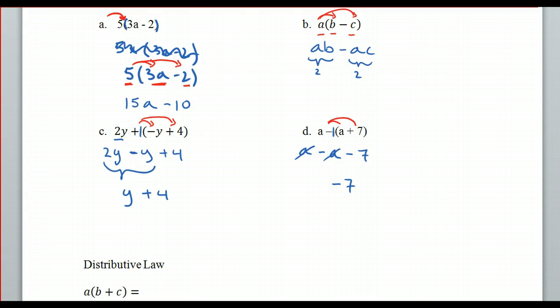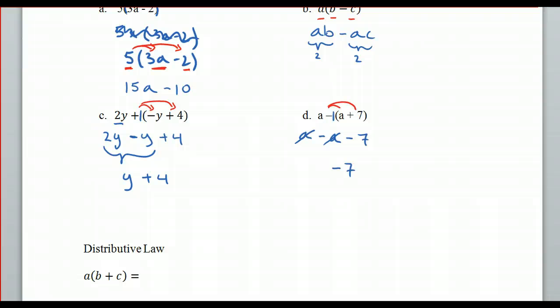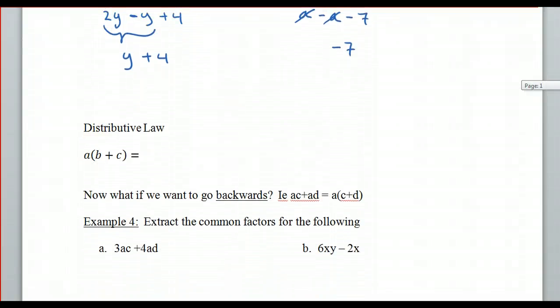Okay, what we're doing here is called the distributive law. We are distributing the term on the outside of the bracket with everything inside the bracket. And the general rule for the distributive law is, if we use the letters A, B, and C here, it would be AB plus AC. Okay, so that's the first part, getting rid of the brackets.